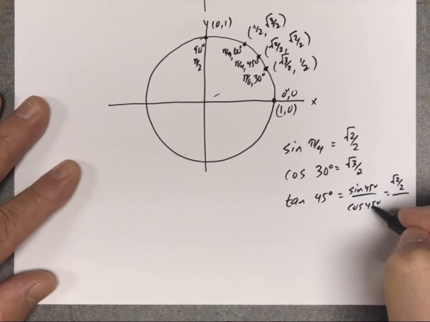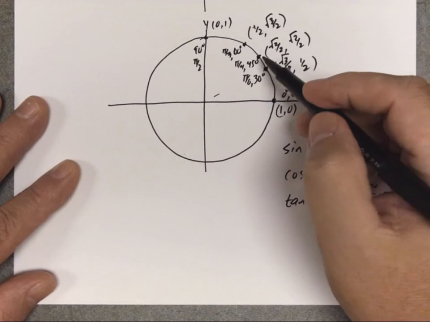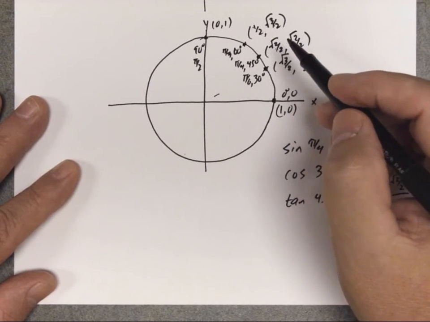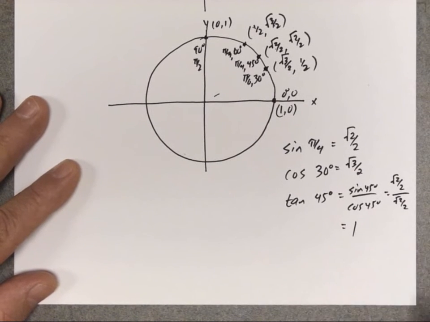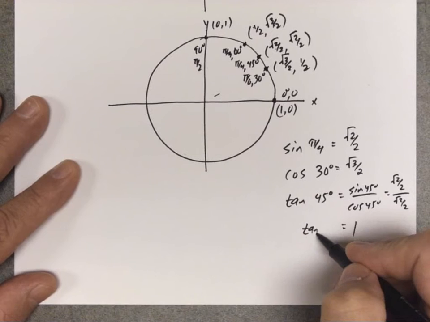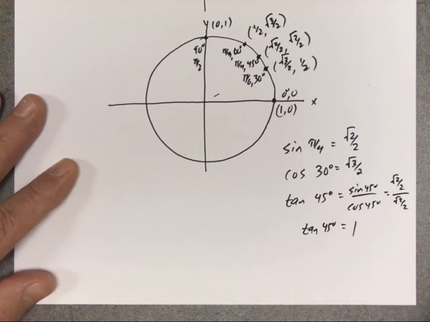Now I go get the cosine of 45 degrees. I go to my 45 degree angle point. The cosine is the x value. It's square root of 2 over 2. Now if I simplify this, it looks like the top and the bottom are the same. Therefore, the tangent of a 45 degree angle equals 1.